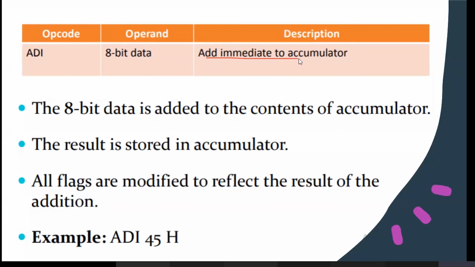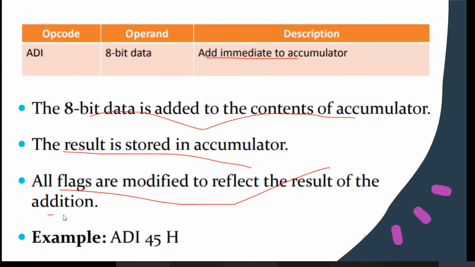So it adds this value to the accumulator. The 8-bit data is added to the contents of the accumulator. The result is stored in the accumulator. All flags are modified to reflect the result of the addition. So the 8-bit data is added to the contents of the accumulator, just like your ADD. The result is stored in the accumulator, just like your ADD. All flags are modified to reflect the result of the addition. Here we have something to do with flags. Now let's have a look at that.